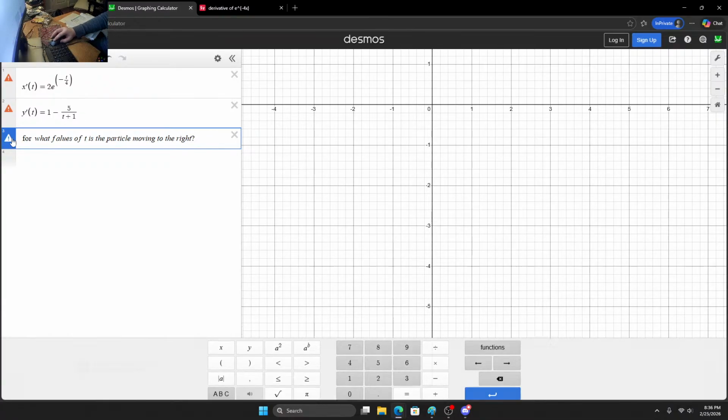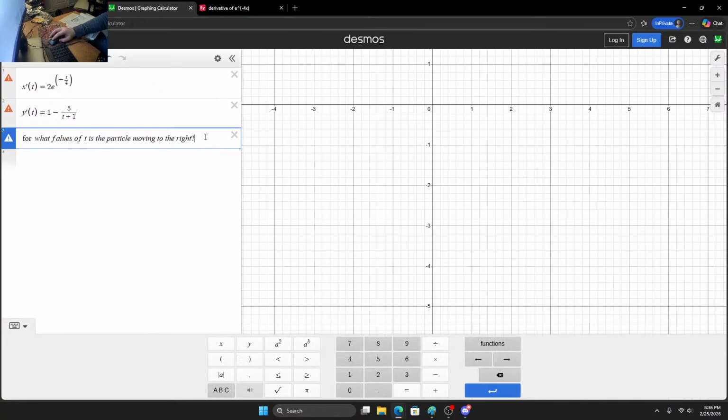I don't know. I don't know for what values of t is the particle moving to the right. I have no idea at all, or how to find it. Find the position vector and the acceleration vector of the particle for t is greater than or equal to 0. I have no idea. And I've looked over 9.8. I don't know how to find those things either.